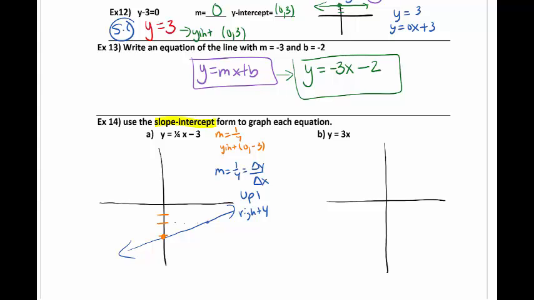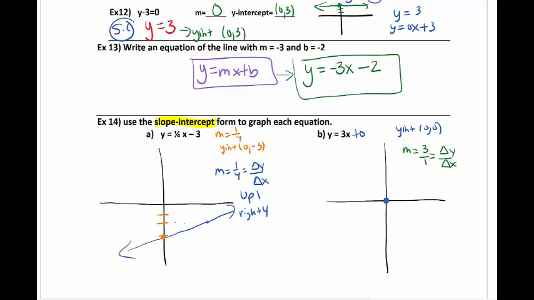Going to our last one, which is y equals 3x. This throws a lot of people off. There's nothing there. So that means my y-intercept is the point 0, 0, the origin. But it throws a lot of people off because it's both my x-intercept and my y-intercept. My slope for this problem is 3. We can write it as 3 over 1.